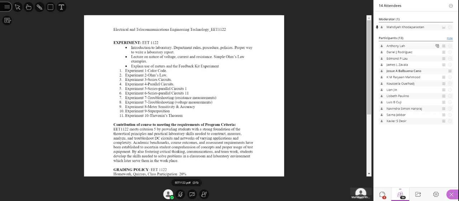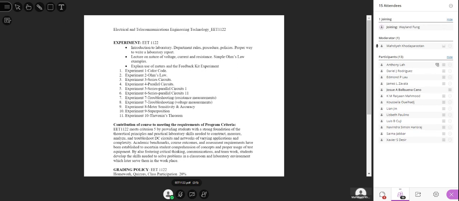There are 10 experiments that we are going to do, like the color code for resistors and how to read them, an experiment testing Ohm's law, and experiments to get more familiar with series circuits, parallel circuits, and combinations of series and parallel circuits. We are also going to learn about troubleshooting, and test some of the theory like superposition or Thevenin and Norton theorems that we learned. Step by step, we are going to learn about these things, so don't be worried.